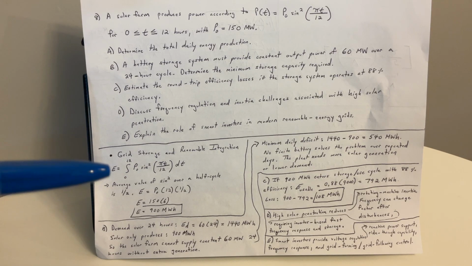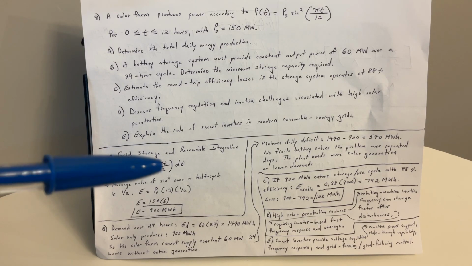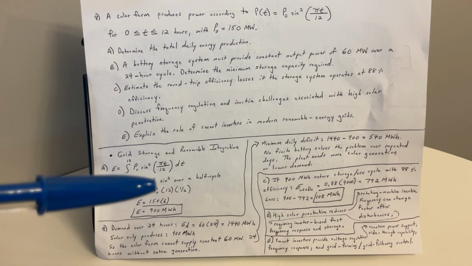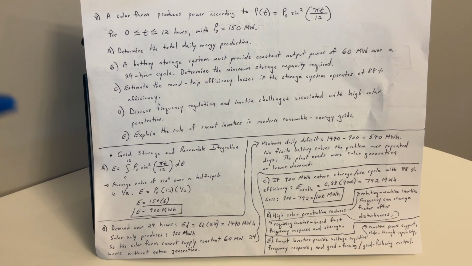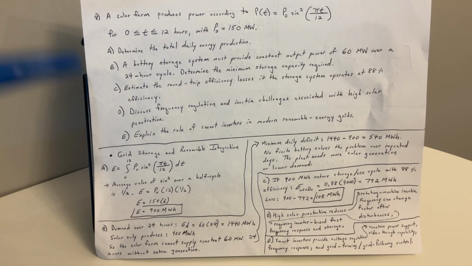So we use this integral for A, from 0 to 12 of P naught sine squared of pi t over 12 dt. Luckily, the average value of sine squared over a half cycle is just 1/2. So in this situation, E is P naught times 12 times 1/2. E equals 150 times 6 equals 900 MWh. Part B, a battery storage system must provide constant output power of 60 MW over a 24-hour cycle. Determine the minimum storage capacity required.